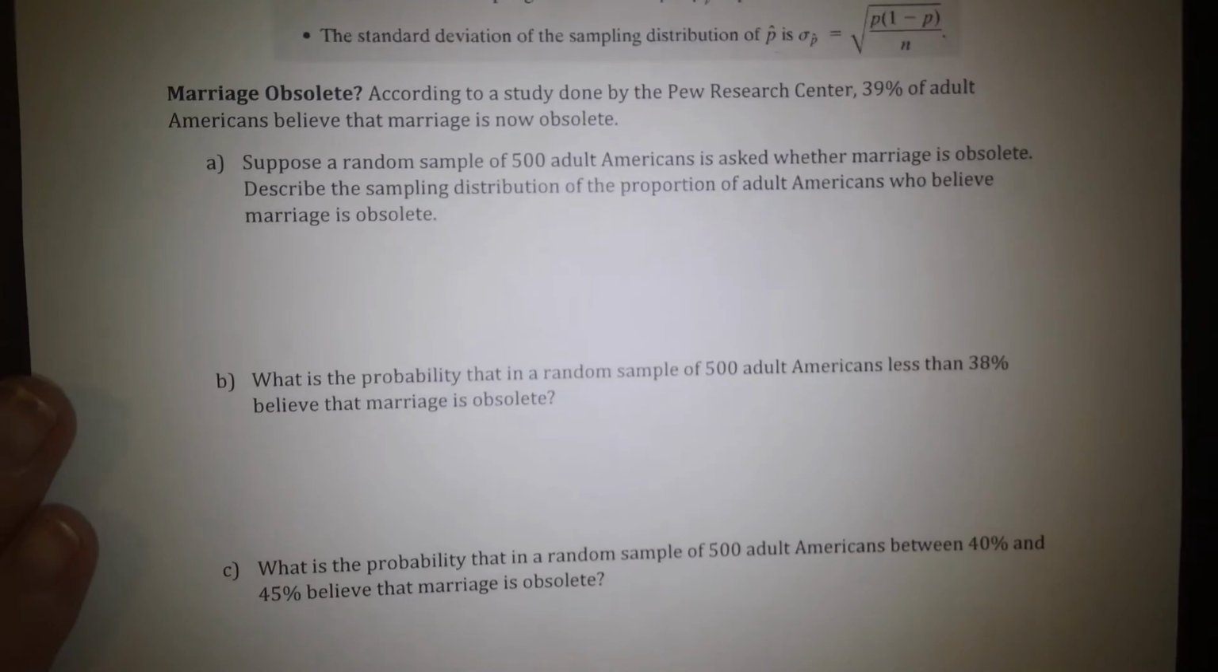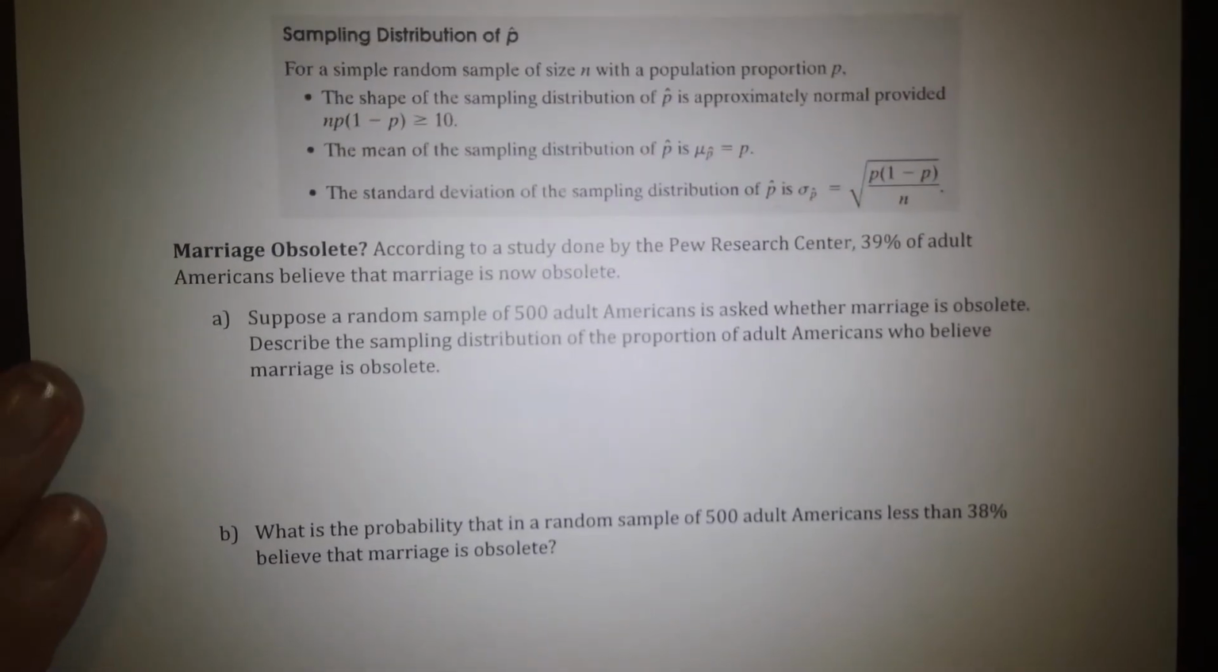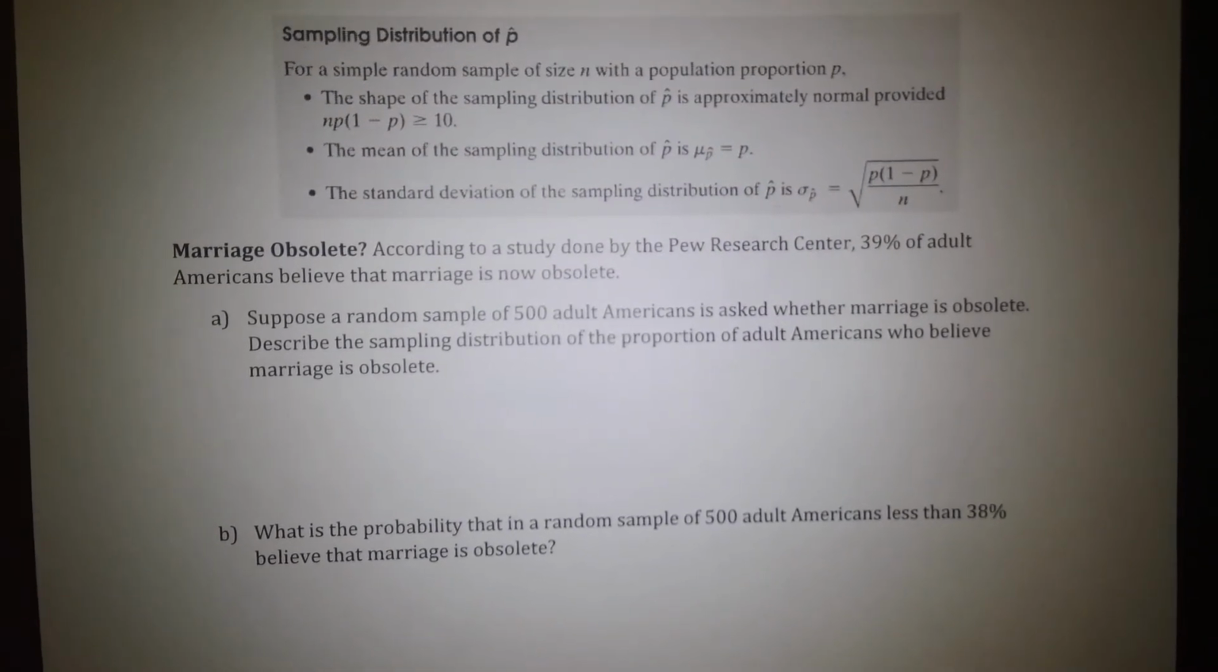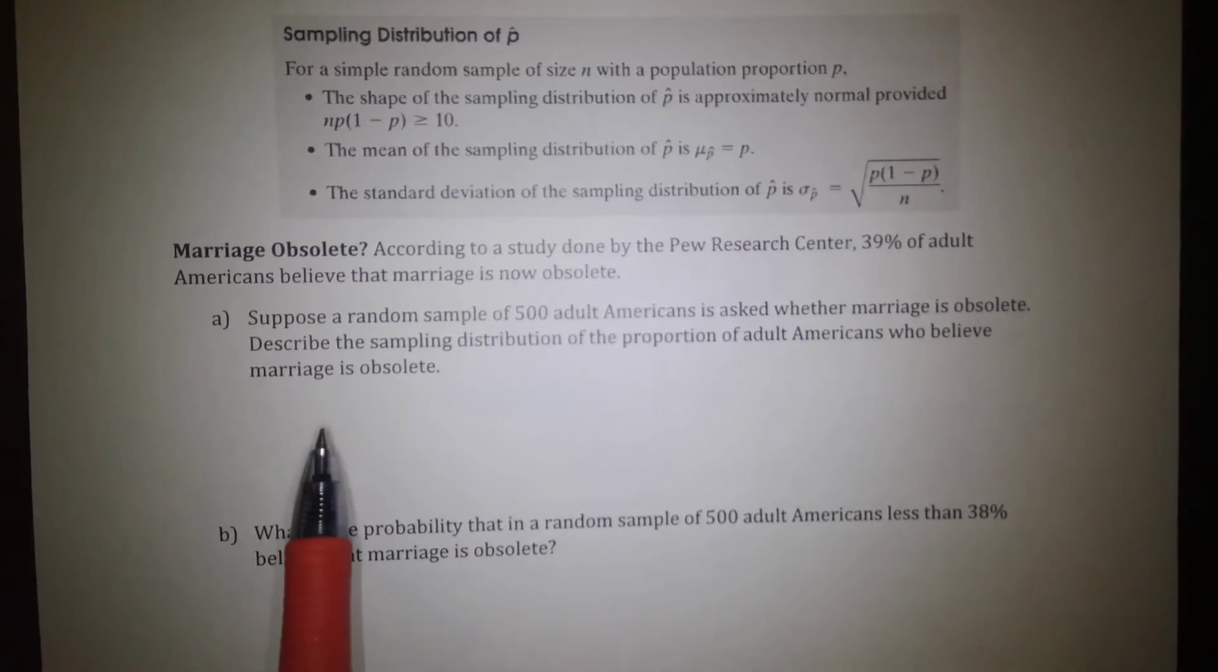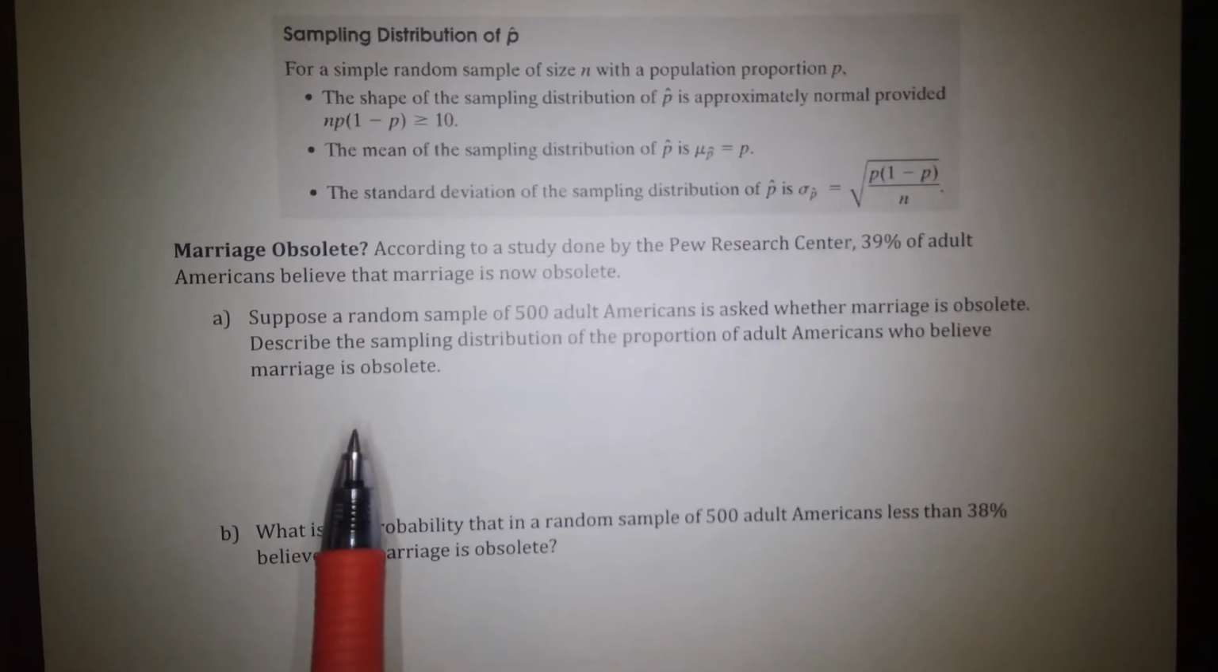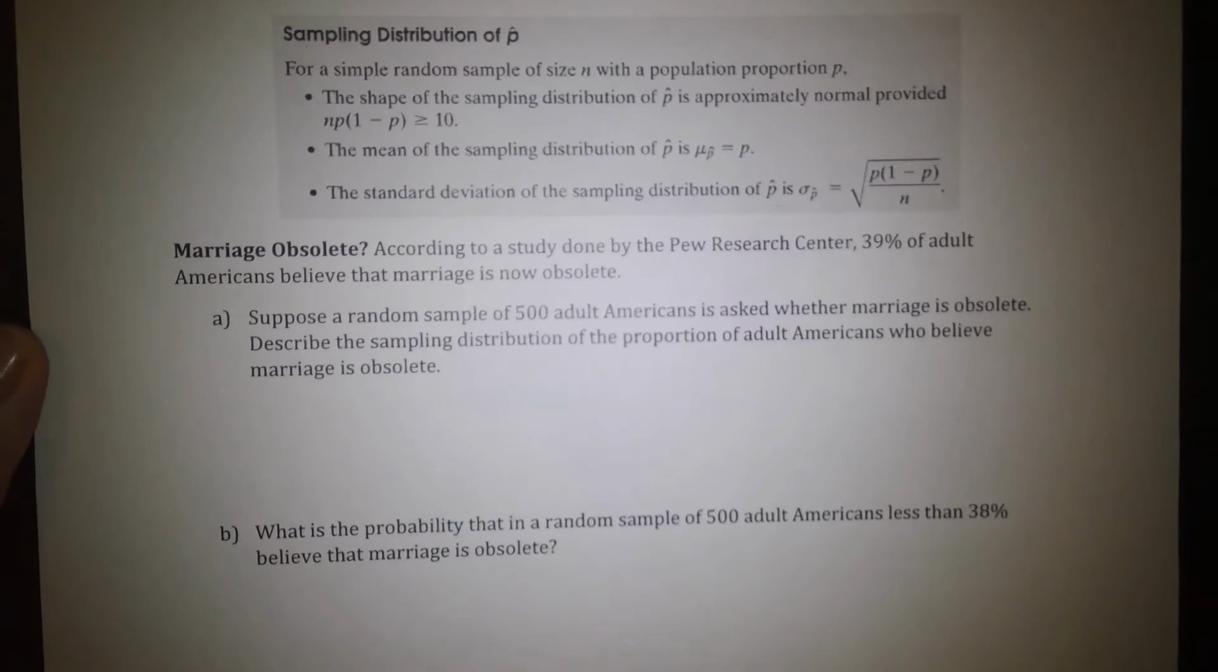So if I were to ask you a question, let me leave those formulas there. According to a study that was done by Pew Research Center, 39% of adult Americans believe that marriage is now obsolete. So suppose a random sample of 500 adult Americans is asked whether marriage is obsolete. Let's first describe the sampling distribution of the proportion of adult Americans who believe marriage is obsolete.